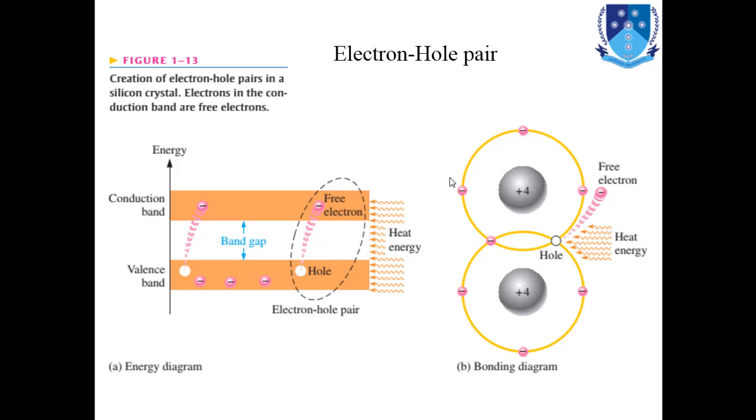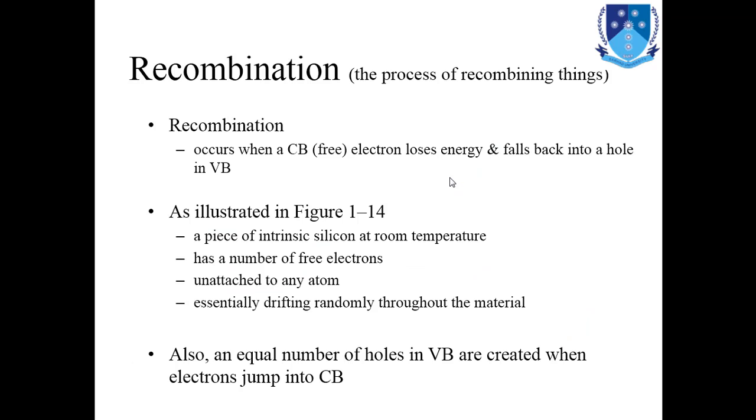Similarly, you can see that in the bonding diagram, an electron leaves the crystalline structure and becomes a free electron by gaining heat energy from the environment. Again, this free electron and its vacancy, which is termed a hole, is termed an electron-hole pair.